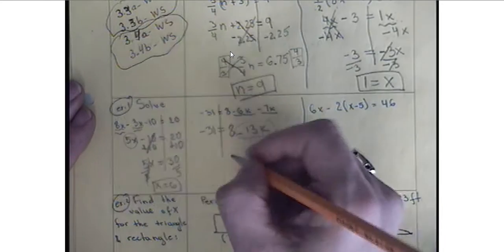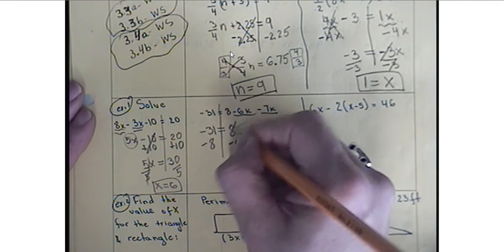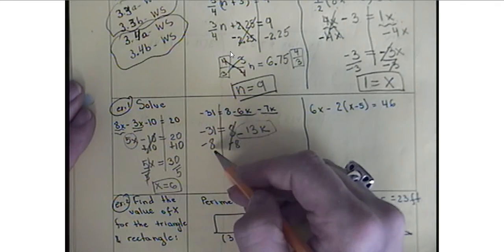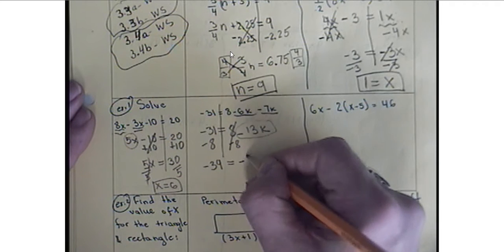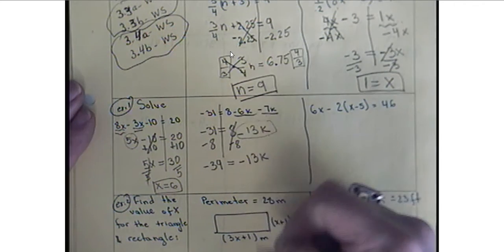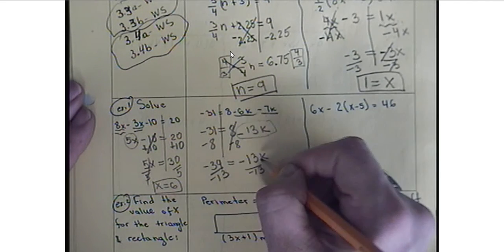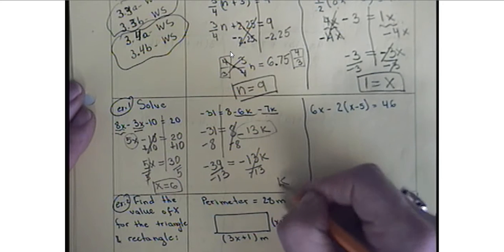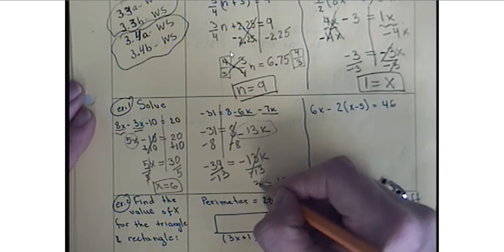or cancel 8. This is positive 8, so I'm going to subtract 8 from both sides. This cancels. Negative 31 minus 8 is negative 39 equals negative 13k. Final step, we divide by negative 13 on each side. Those two cancel, so k is equal to negative 39 divided by negative 13, which is just 3.